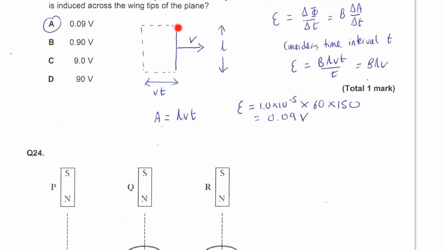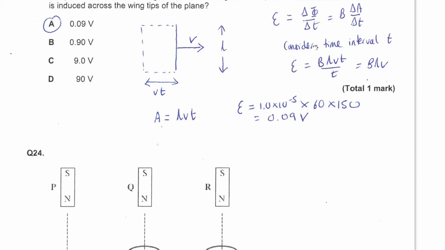Now you can imagine that as the wing of the plane moves forward, it sweeps out an area through which flux can flow. The size of that area is the area of a rectangle with a length L on one side, and the length of the other side would equal speed times time. So whatever time interval you study this wing for, it will move a distance equal to its speed times that time interval. So in a time interval t, the area swept out here is L times V times t.